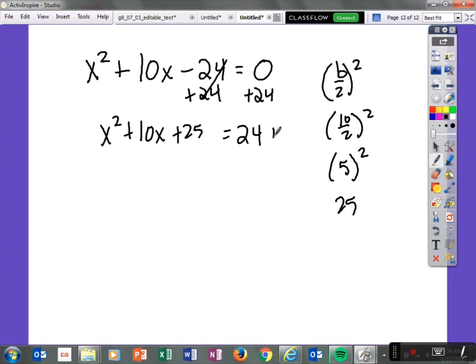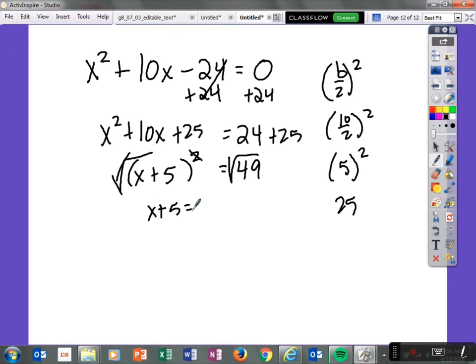The whole point in doing this was so it would factor into a parentheses squared. What is 24 plus 25? 49. What's going to go here? x plus 5. You take half of 10, which is 5. How do I get rid of the square? So those cancel. x plus 5 equals 7 and x plus 5 equals negative 7. How do I get rid of a plus 5? Minus. So x equals 2.